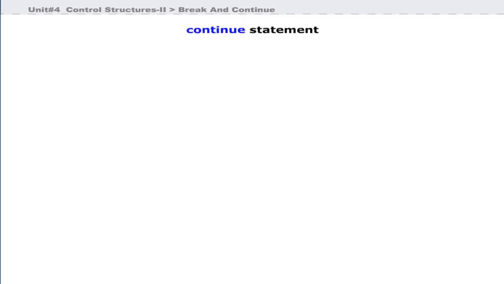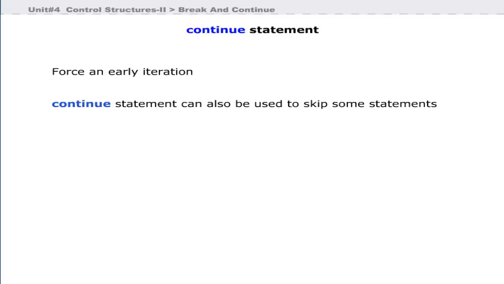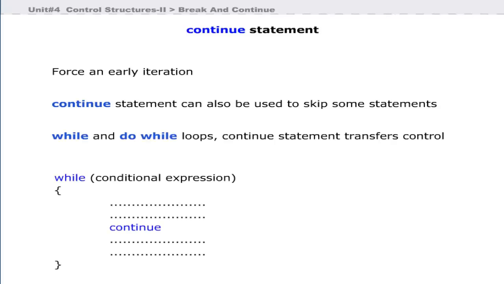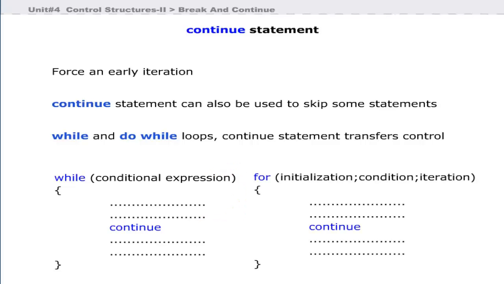Continue statement. It can be used to force an early iteration or repetition of a loop. Continue statement can also be used to skip some statements in particular situations. In while and do while loops, continue statement transfers control to the conditional expression, and in for loop control is transferred to iteration portion and then to conditional expression.